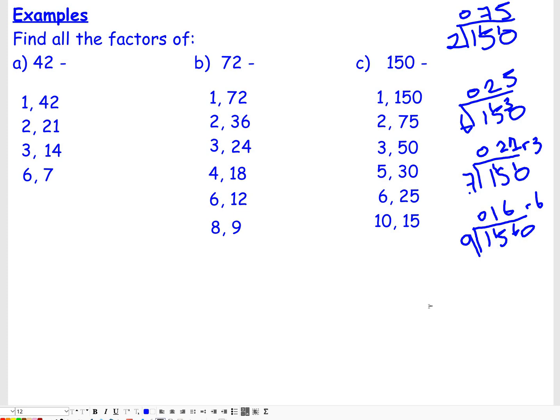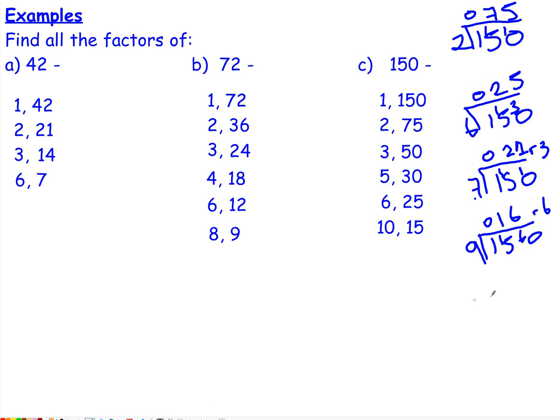Does 11 go in? Well, again, if you wanted to do your bus stop here to check if 11 goes in, 150 divided by 11. 11 goes into 1 0 times. 11 goes into 15 once, remainder 4. 11 goes into 40 3 times, and we're going to have a remainder of 7. So 11 doesn't go in. Does 12 go in? Well, we can see 6 goes in an odd number of times, so you're not going to be able to divide 150 by 12.